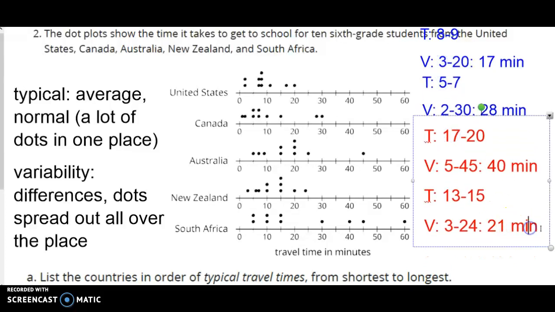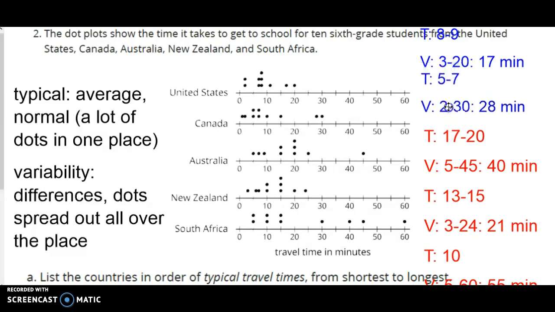Okay, South Africa. Typical. It's really hard to pick a typical time for South Africa because I only have a few with 2, but I'm going to just go with this middle 2 column. So typical we'll say is 10. Variable, I have dots at 5 and I have a dot all the way up at 60. So 5 to 60 gives me a range of 55 minutes.